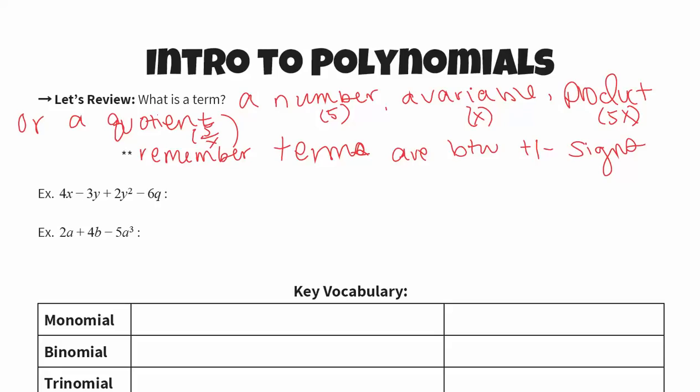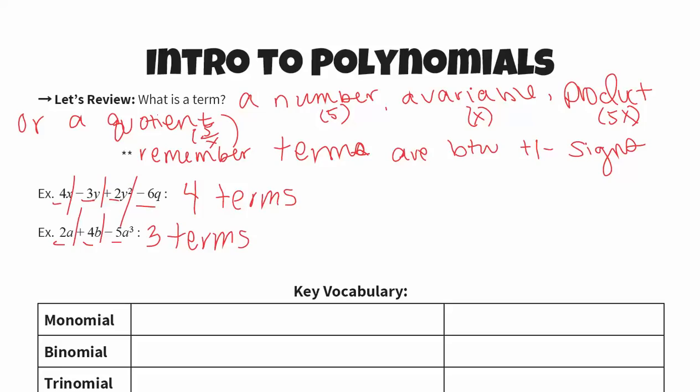So if I look at these examples below, I'm going to draw my slashes to help my brain. If you don't need to draw your slashes anymore, that's fine. But notice I have 1, 2, 3, 4 terms. So this would be 4 terms. If I take the next one and I draw my slashes, I have 1, 2, 3 terms.